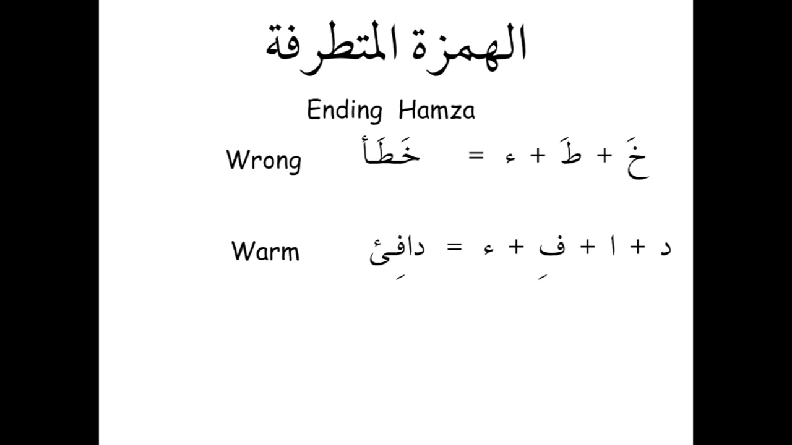Next, the letter before the hamza is a waw, and the waw has a sukoon on it. And because it has a sukoon, then the hamza would have to be written on its own, like this. And it's pronounced daw', which means light. Khata', dafi', daw'. More examples.